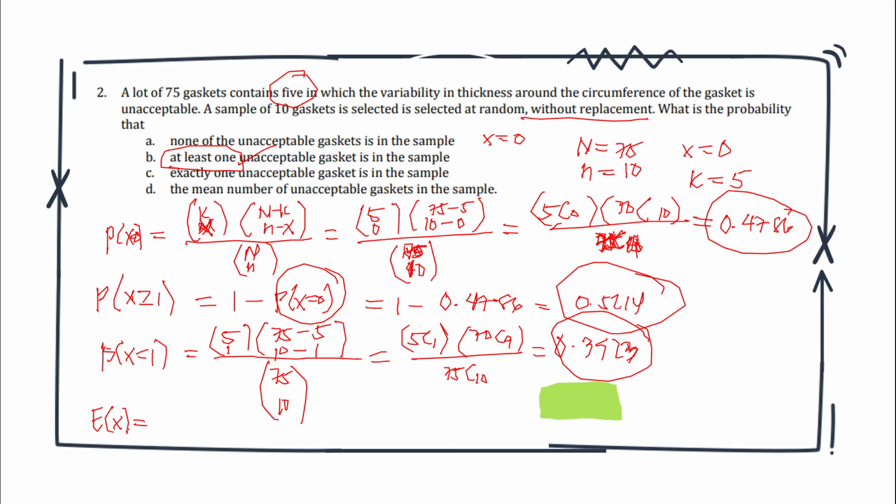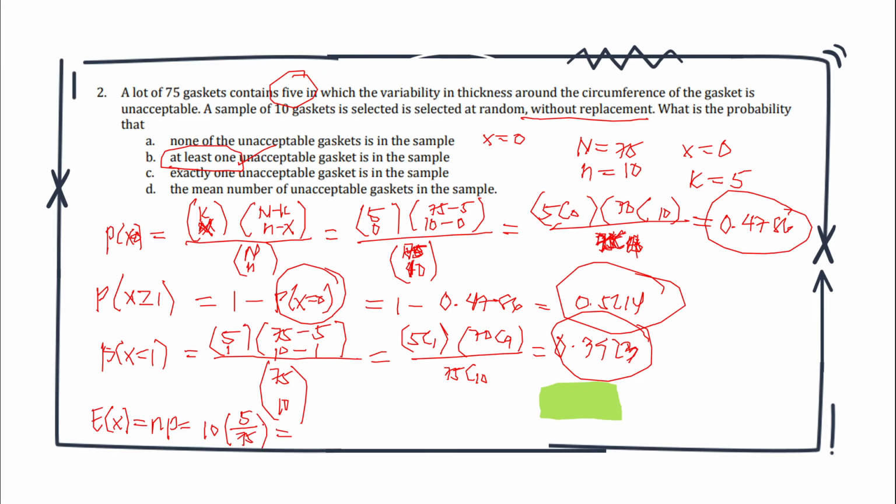Okay, np, to find the mean is n and p. So what is our n? n is equal to 10. Our p is equal to k over n, k over n, which is 75.